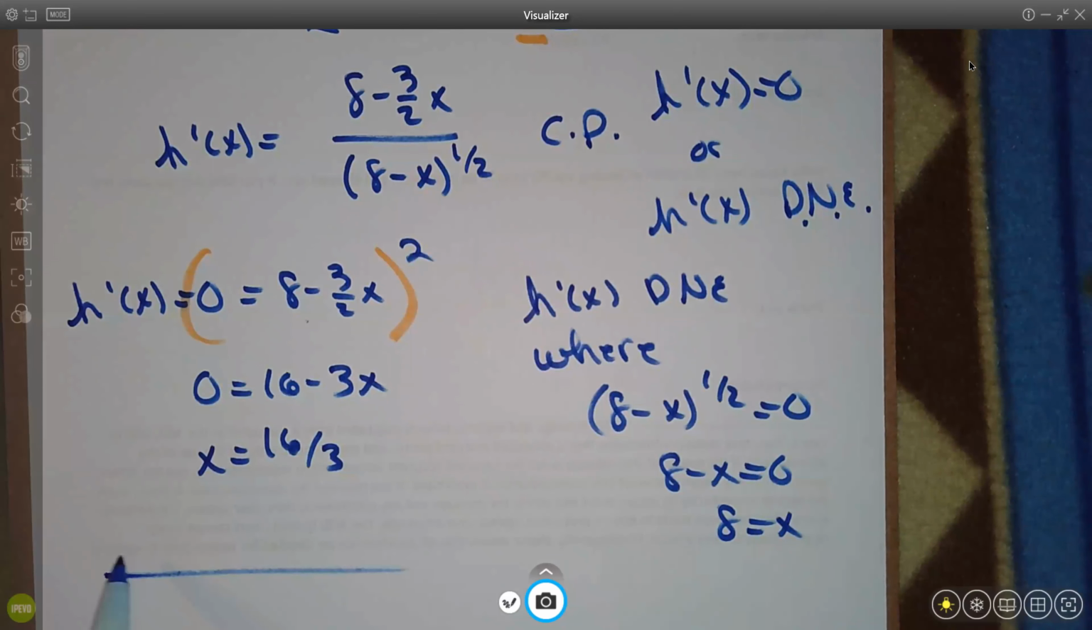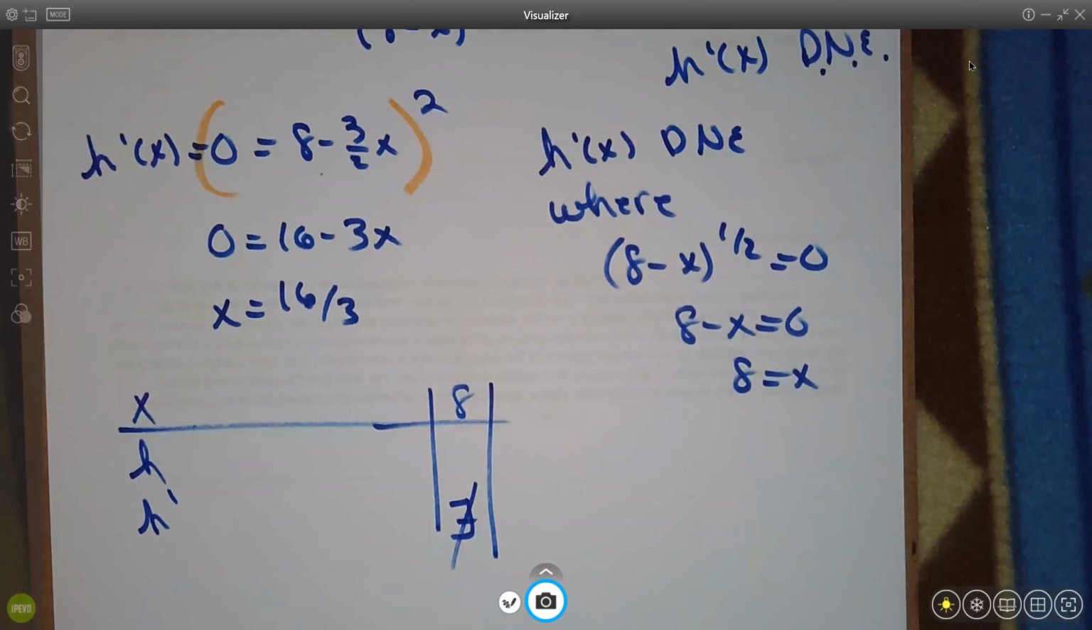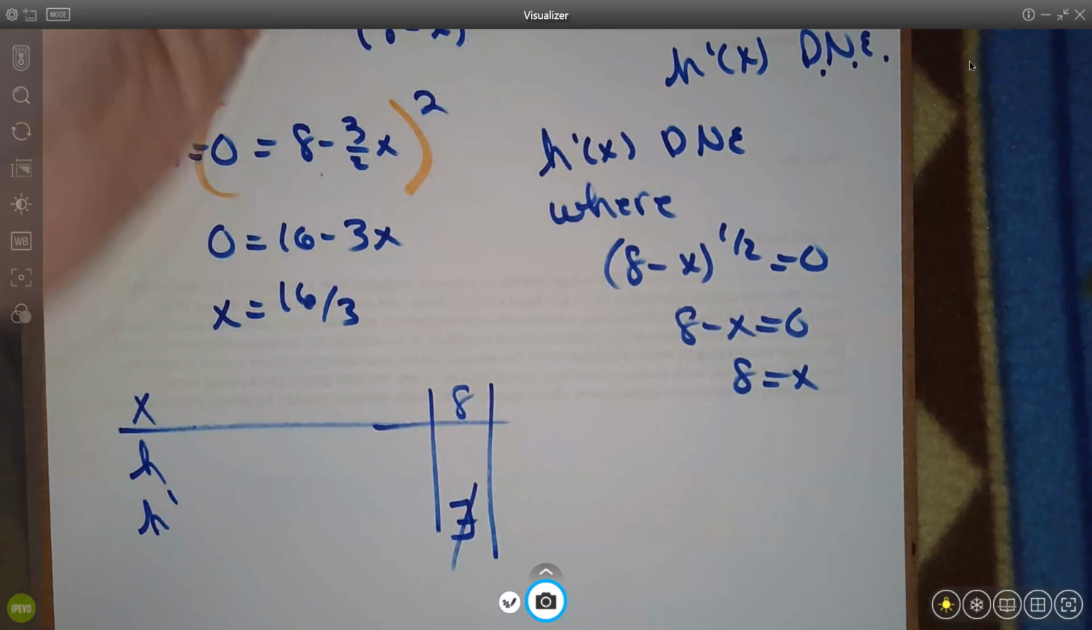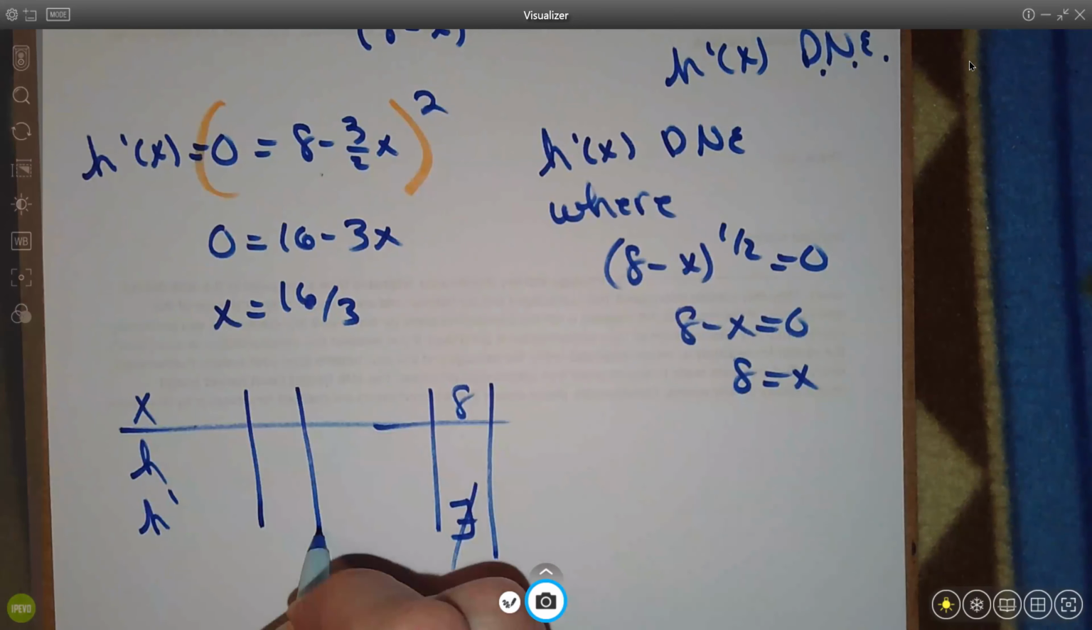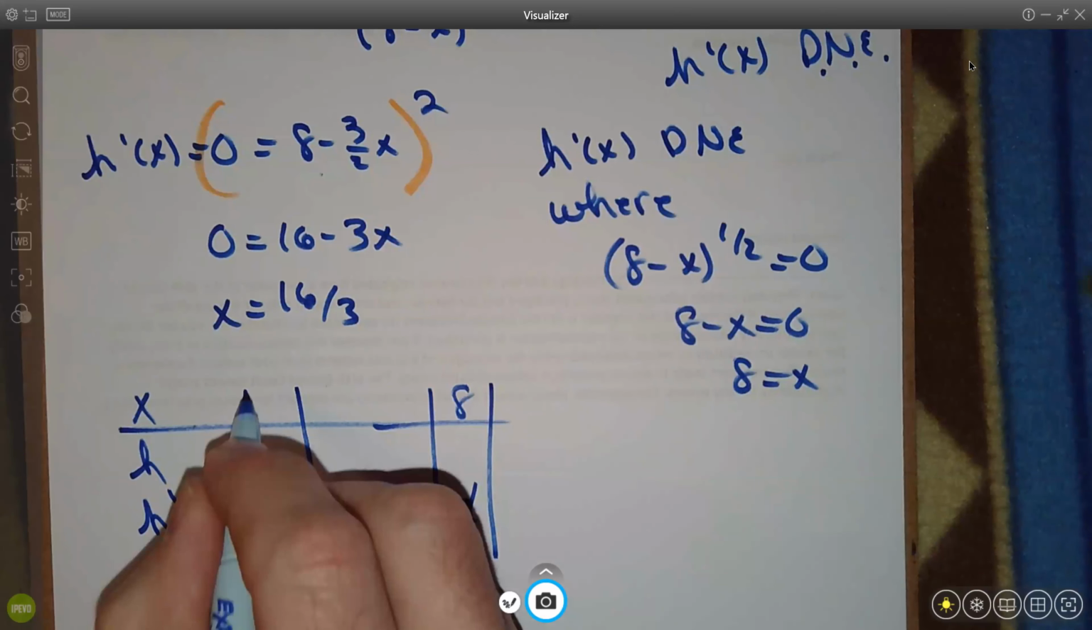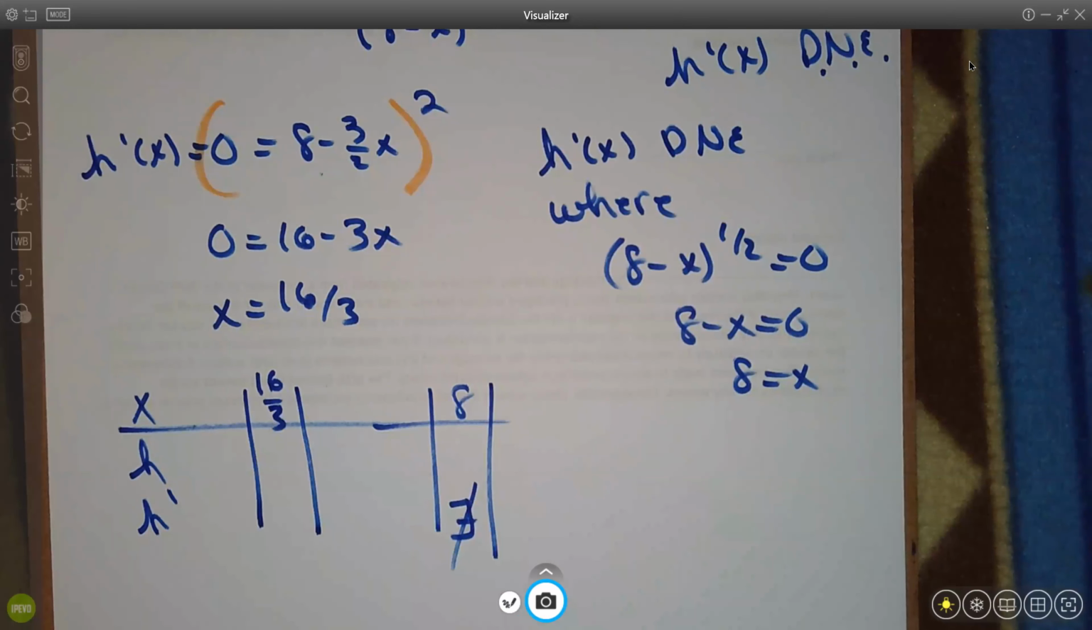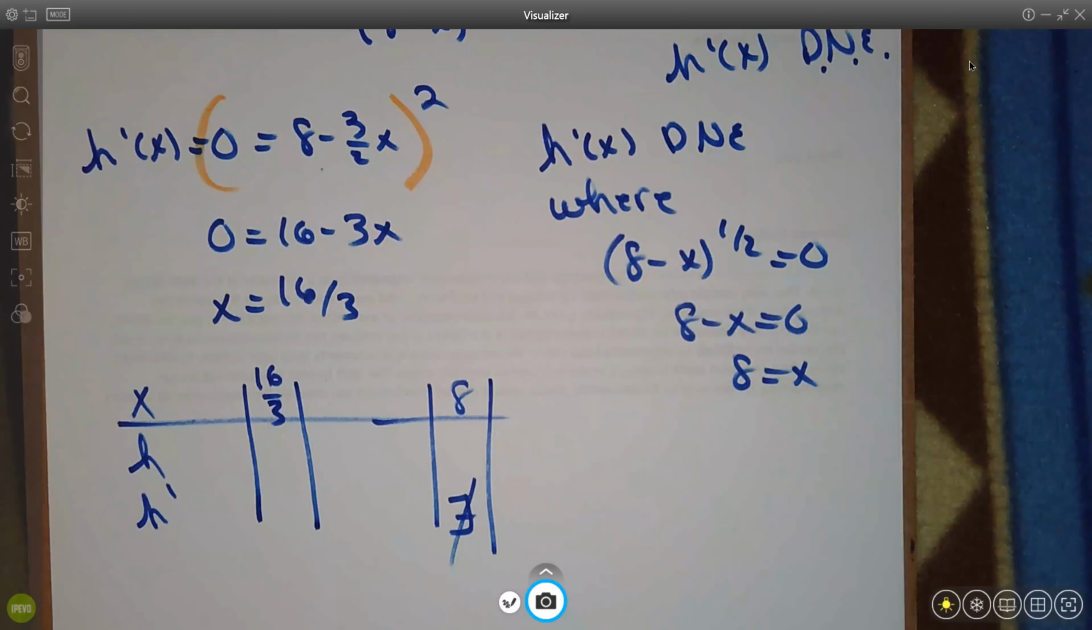You can make a little chart here. I hesitate to put in 8 because 8's at the edge of your domain, but I'll put it in for sake of completeness. The derivative does not exist at 8, and we'll see if we can figure out why. But we do have 16/3 as a critical point. Derivative 0 here.